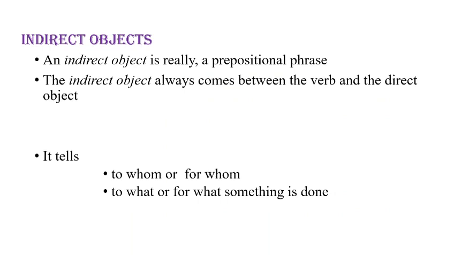The other is the indirect object. So, the indirect object is really a prepositional phrase, and you can say that the indirect object always comes between the verb and the direct object, or it tells to whom or for whom, to what or for what something is done.